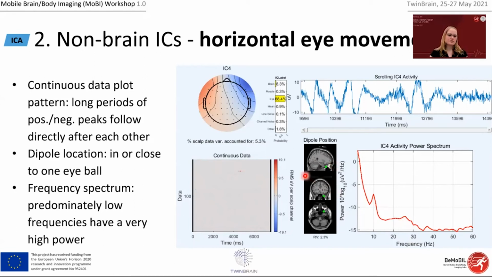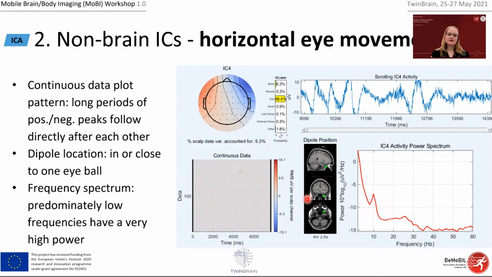And this is what we often see, at least in my data sets, that we still have a mixture of different sources contributing to ICs that look pretty clear. So sometimes parts of the data are still due to more frontal brain activity.